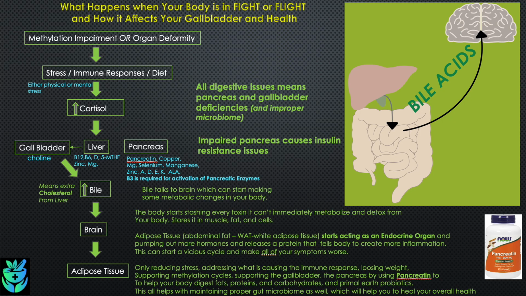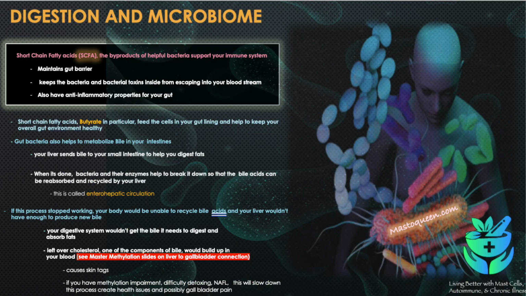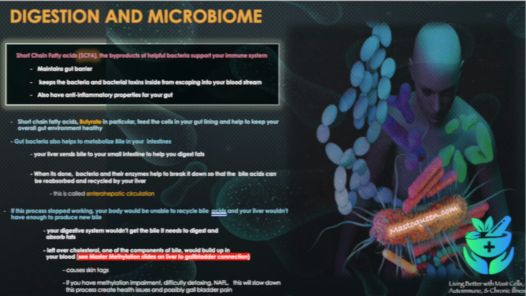So you can see how important stress is. Methylation issues already kind of put you at a deficit and weaken your microbiome. And believe it or not, a buildup of cholesterol causes skin tags. If you have methylation impairment, difficulty detoxing, or non-alcoholic fatty liver, this will slow down this process and create health issues and possibly gallbladder pain. So this is a major contributing factor as to why many of us have gallbladder pain and microbiomes that can give us a run for our money symptom-wise.